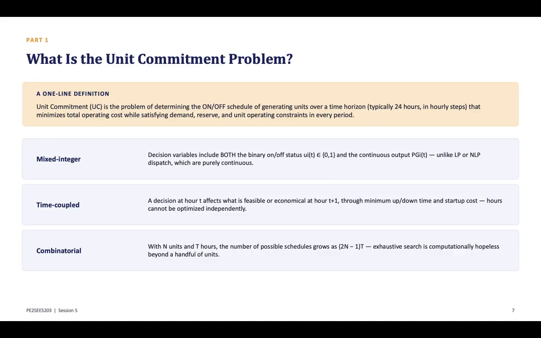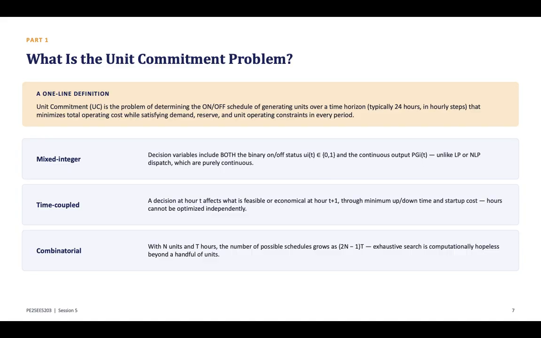So, this problem is also time coupled. If a unit is turned on now, minimum uptime may prevent it from being turned off in the next hour. If it is turned off now, the minimum downtime may prevent it from restarting immediately. Startup cost may depend on how long the unit has remained off. Therefore, the feasibility and cost of a decision at any time T depends on operating history before T. This is the fundamental reason the hours cannot simply be optimized independently.